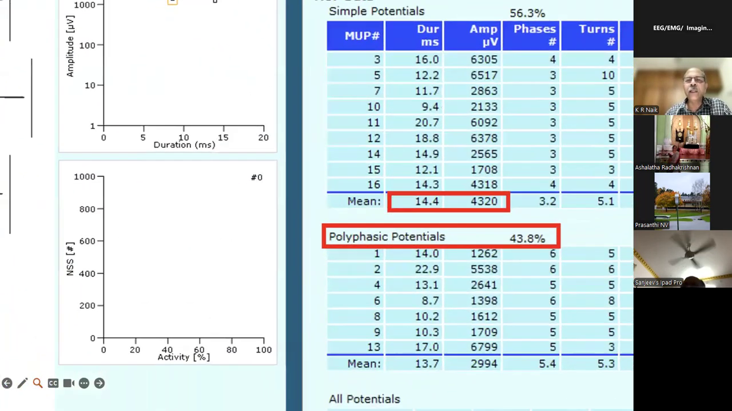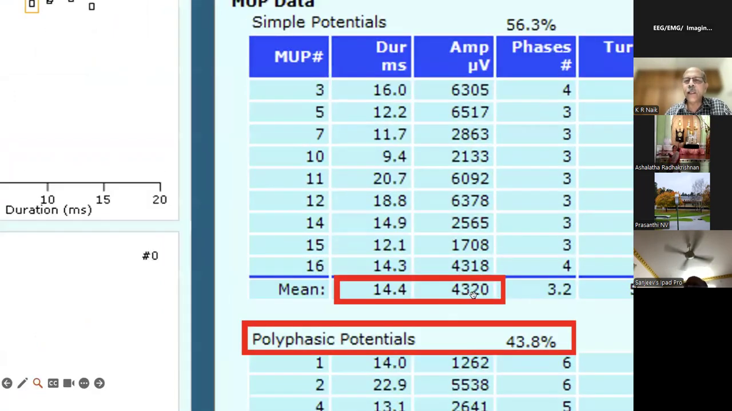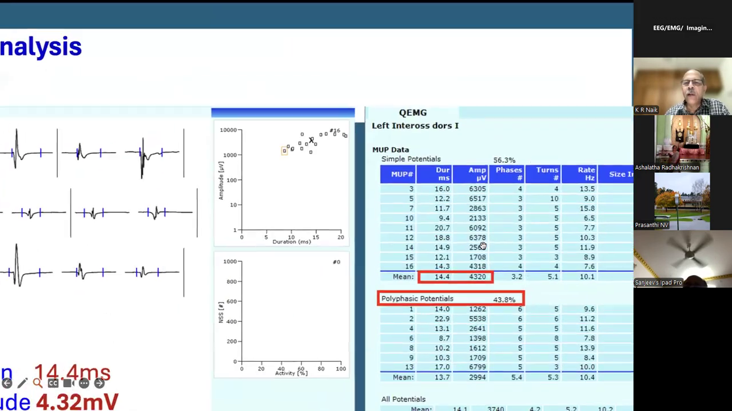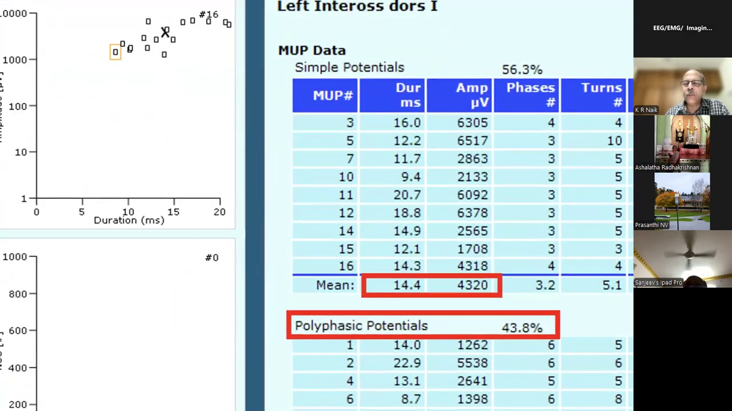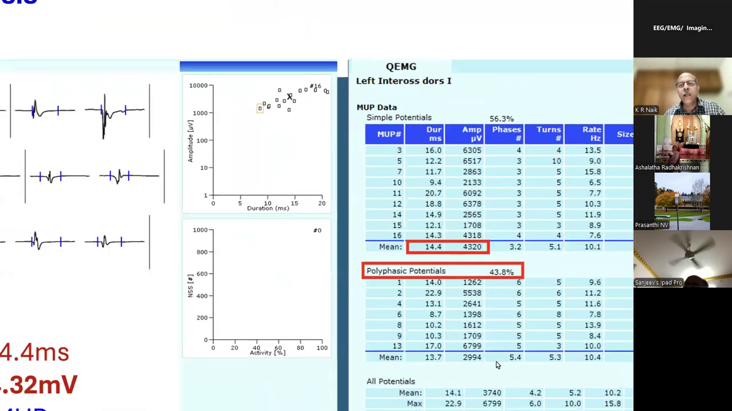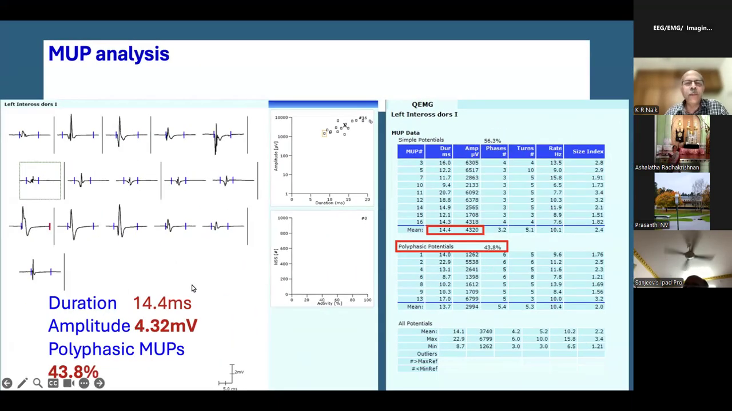Duration is 14 here in this muscle and amplitude is 4.3 millivolt. This is definitely pathological. Some potentials are above 6 millivolts, some of them 1.7. And polyphasic MUPs should be less than 20% in most of the muscles. And as the age advances, polyphasic MAPs are going to be more. So 43% or 44% polyphasic MAP, long duration, large amplitude is a chronic neurogenic pathology with reinnervation.